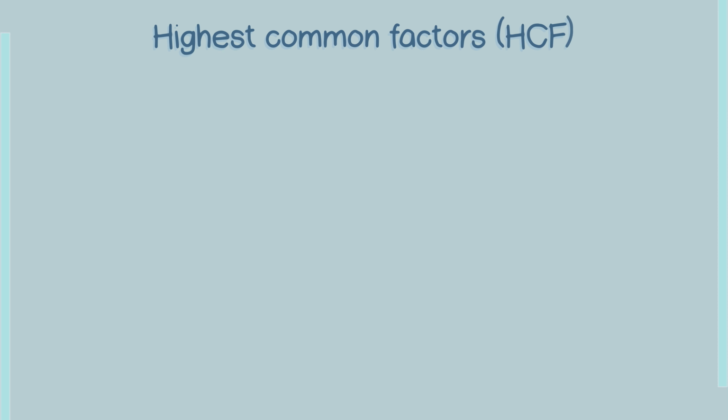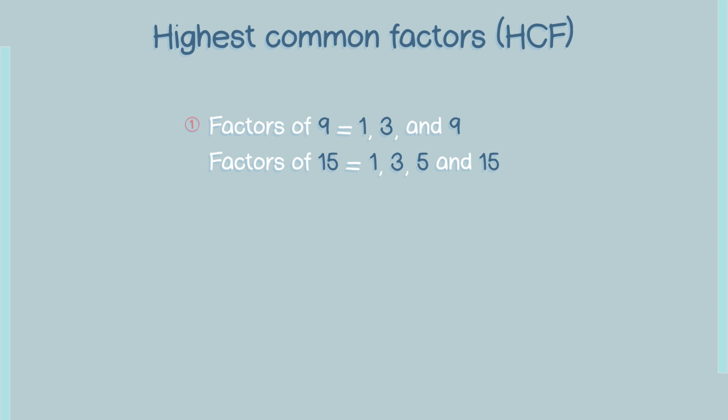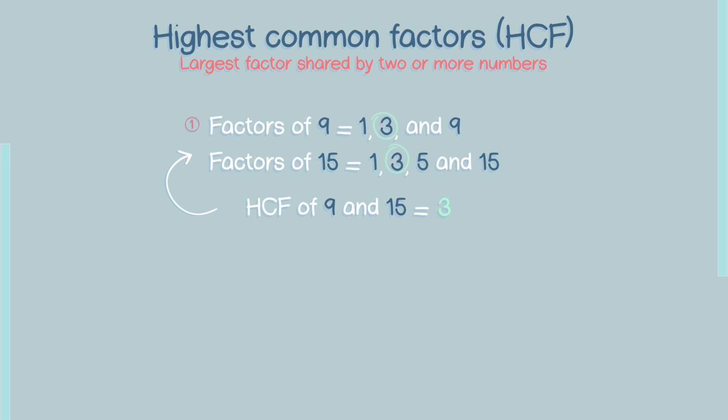Okay, last thing on factors, what are highest common factors? When you look through the factors of 9 and 15, you found 1 and 3 to be their common factors, the highest being the number 3, so the largest number. The highest common factor is that simple, the largest factor shared between two or more numbers.